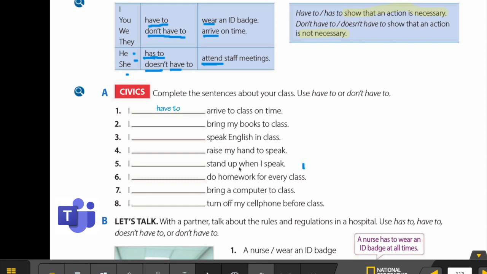Let's see if you understood. For example, here you can say you have to complete the sentence about your class. It says arrive to class on time. Do you have to arrive to class on time? Yes. So I have to arrive to class on time. That means it is necessary to arrive to class on time. So you have to use have to. This combination, have to or has to in affirmative. So let's do all the others, and then we will see this when we get back to our live class online, okay?